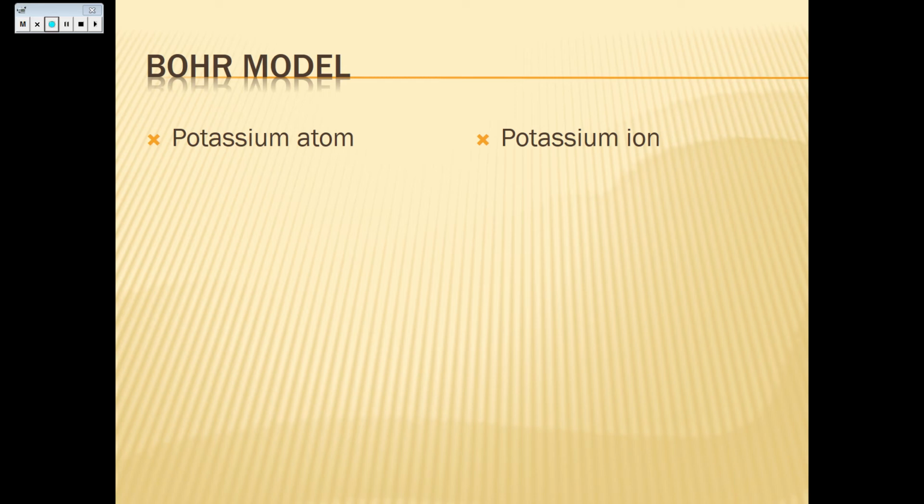We've seen the Bohr model before, so this one should be a review for you. But I'm going to do it comparing the Bohr model of the atom versus the Bohr model of the ion, which is what we know now.